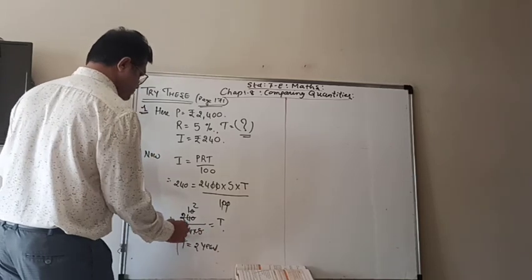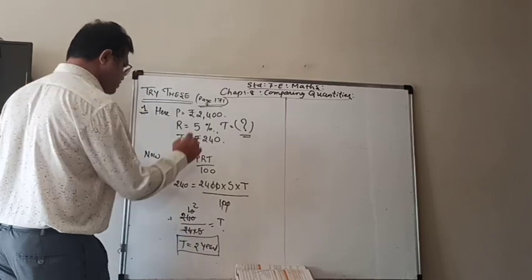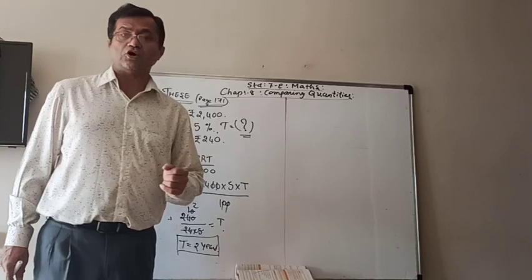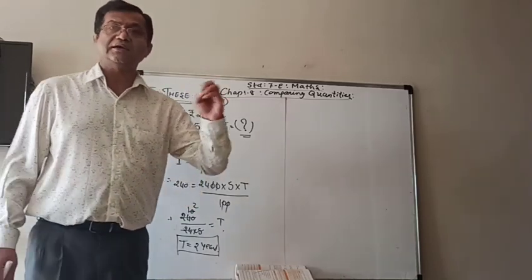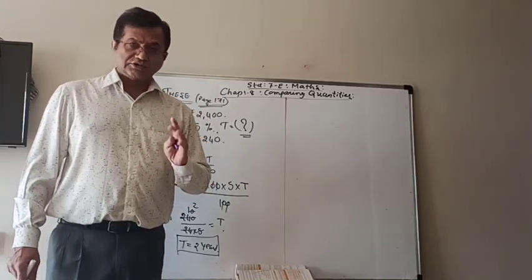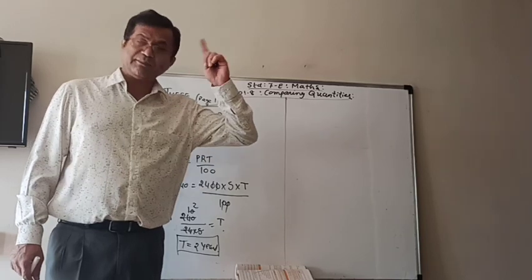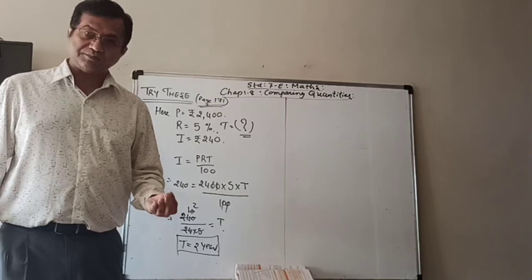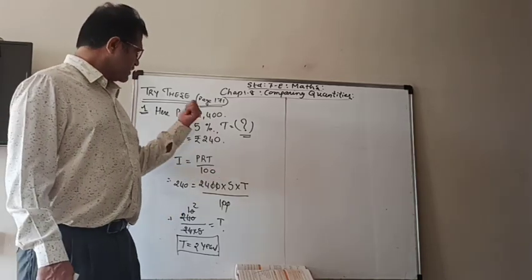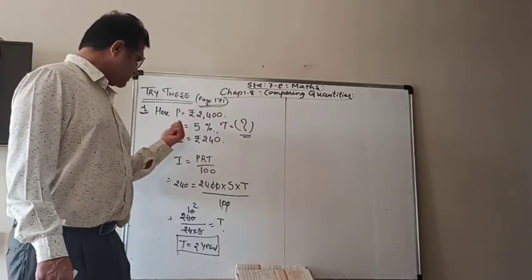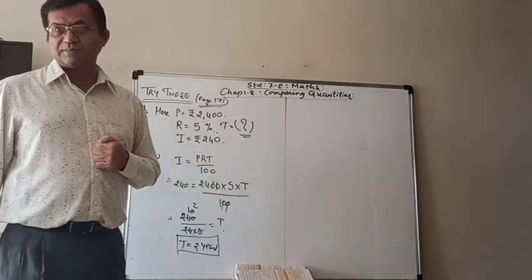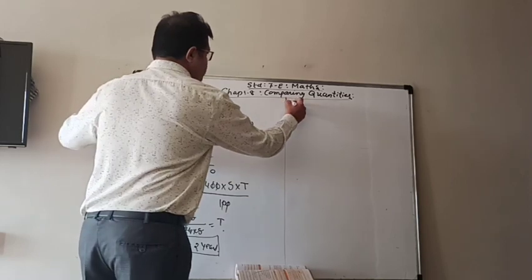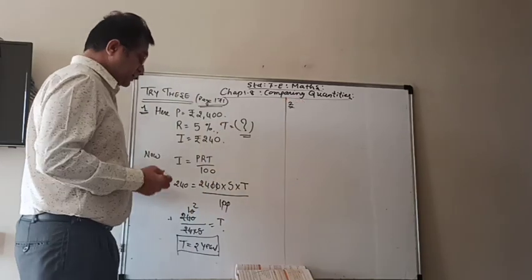So after 2 years we will get the simple interest of rupees 240. So here in the previous example, what was not given? Rate of interest was not given, and we found it out. Here in this question, principal amount, rate of interest and interest were given, and we have to find the time period. Now let's see what's in the second example.